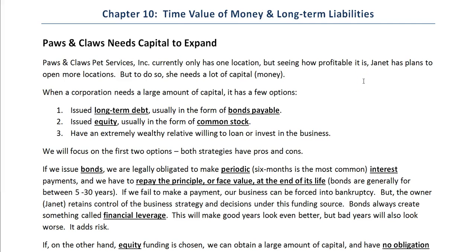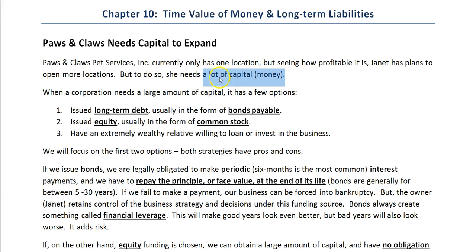Today we're going to be looking at chapter 10. This is going to cover time value of money and long-term liabilities. So under this storyline, this company needs a lot of money to expand. We're going to see examples of how companies raise a lot of capital, not just a few months of capital, but large sums of money to fund expansion or other projects.